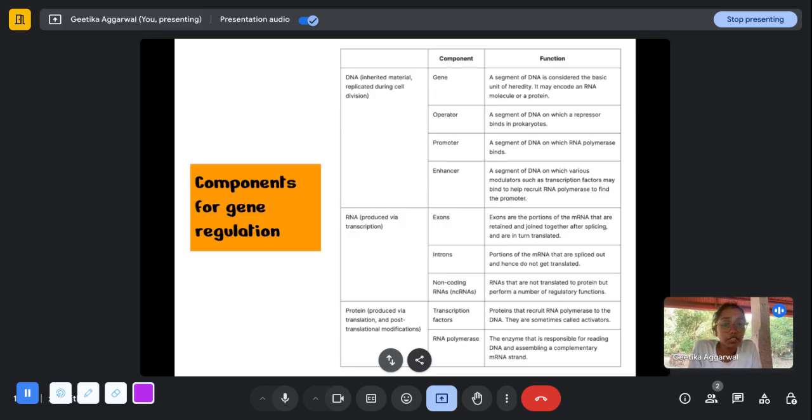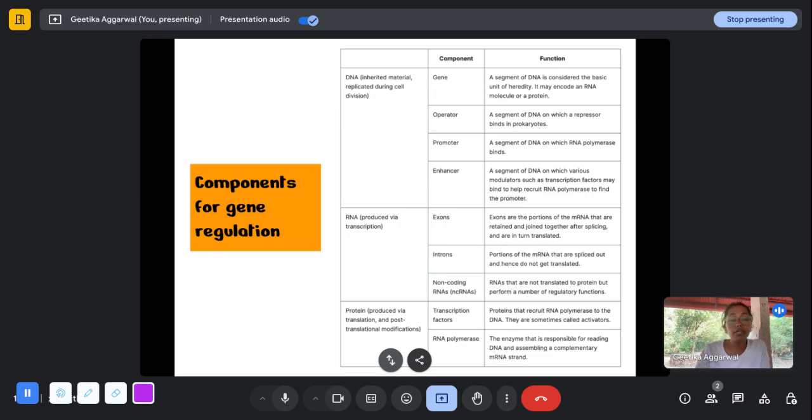Then there is an operator sequence. This is mostly present only in prokaryotes, and this is a segment of DNA on which a repressor comes and binds. As we discussed, in prokaryotes all the genes are always being transcribed, and you need a repressor to switch off the gene. That is why in prokaryotes you have this operator sequence where the repressor binds and switches off the transcription of that gene. In eukaryotes, you have a promoter segment. The promoter segment is where the RNA polymerase comes and binds.